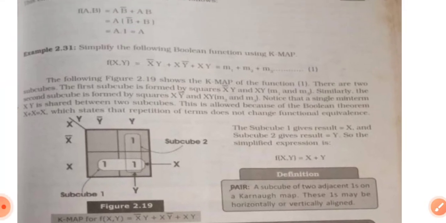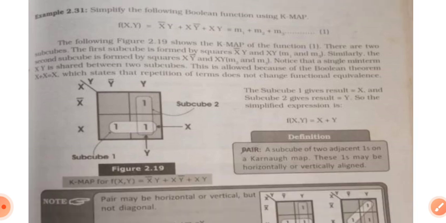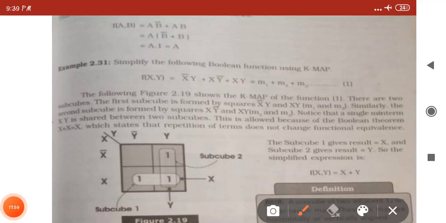One more example they have given here. Simplify the following Boolean function using the K-map. They have given the input. How to do that one? Let us see that one. They have given the output. Yes, what have they given?